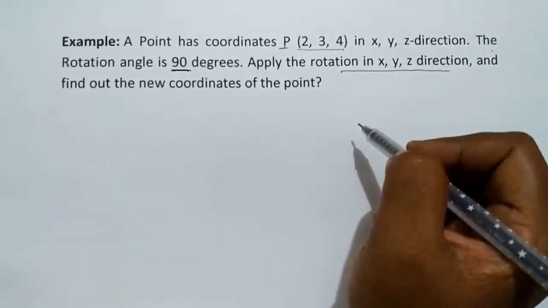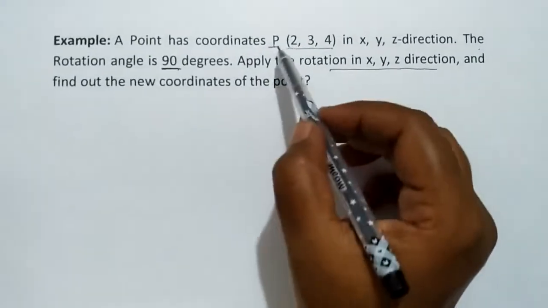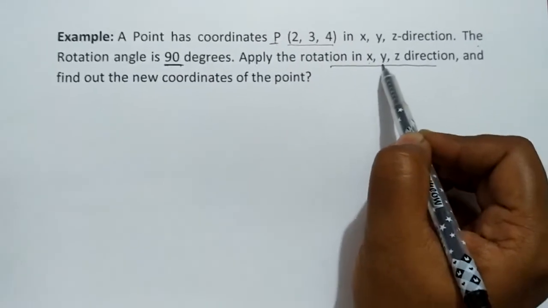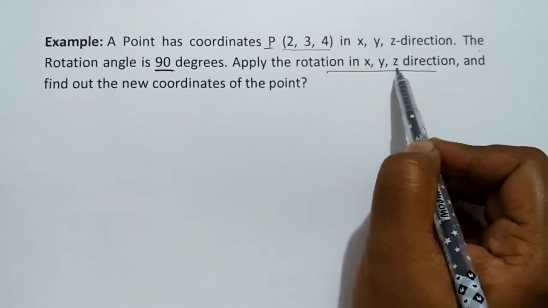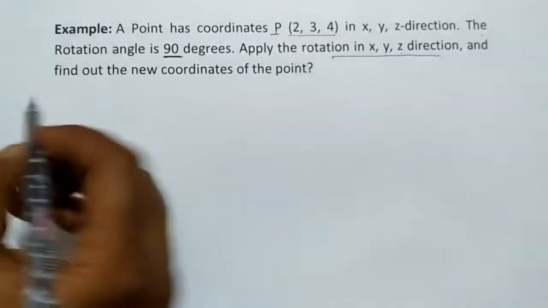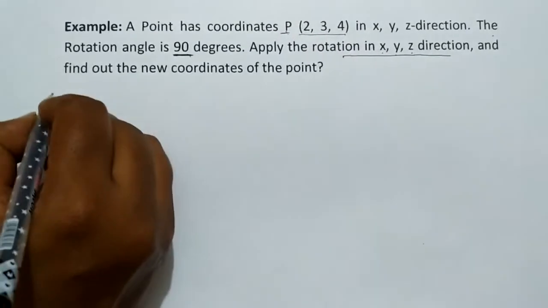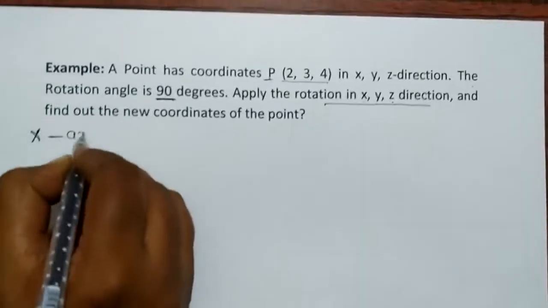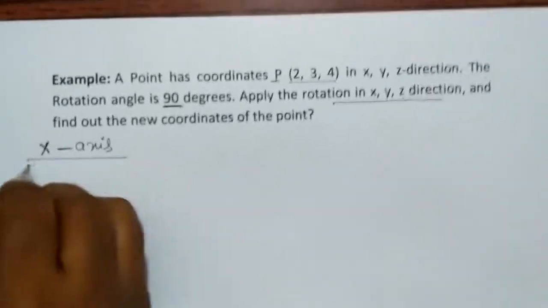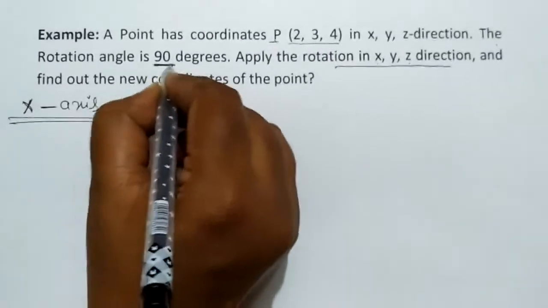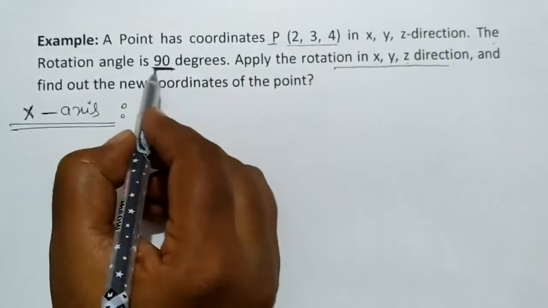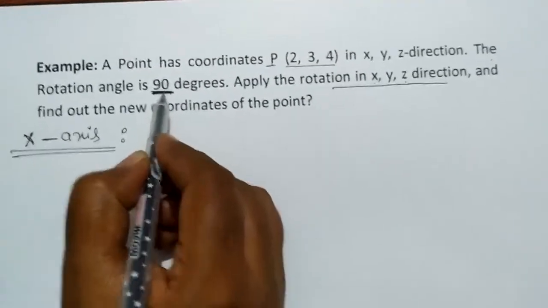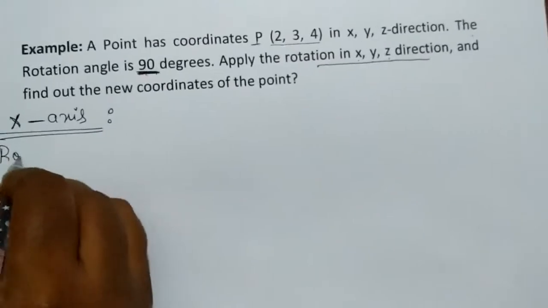In this example, we need to rotate the point P using x-axis rotation, y-axis rotation and z-axis rotation. We'll do them one by one now. According to this question, we first need to find the rotation along the x-axis. In this question, we are rotating the object by how much? 90 degrees.